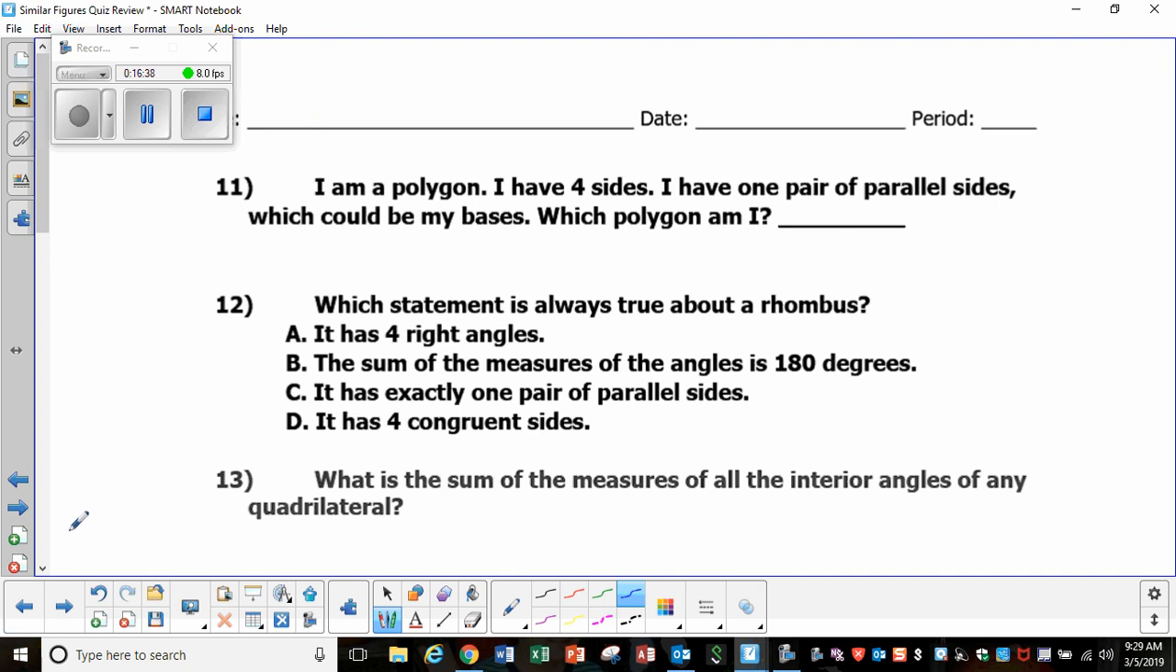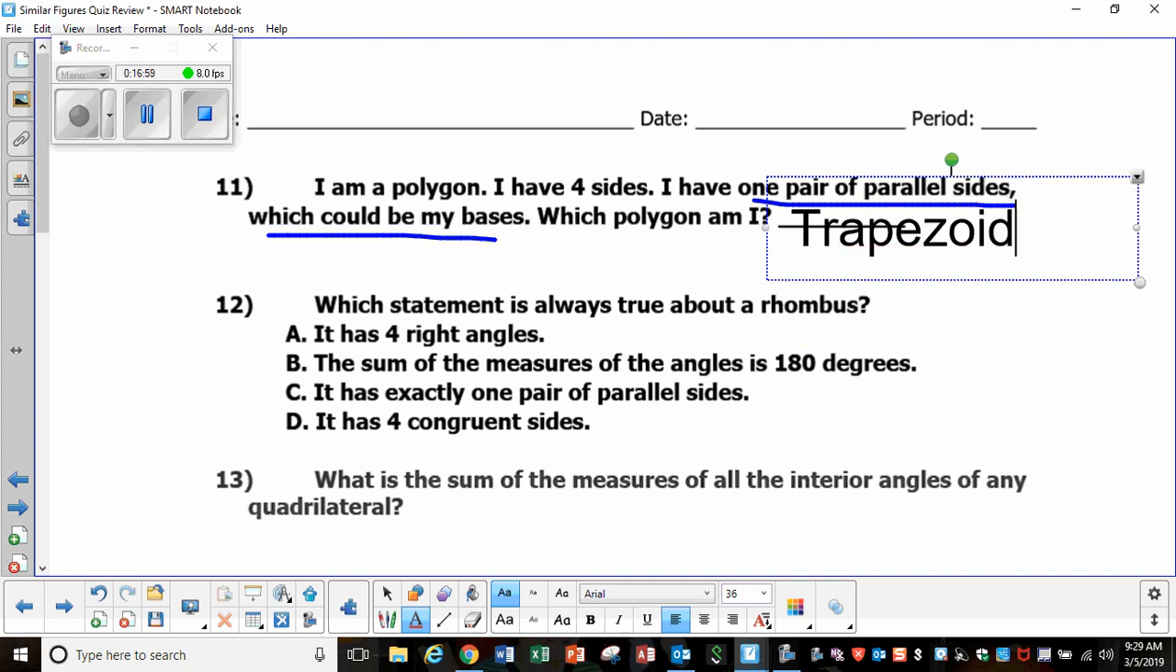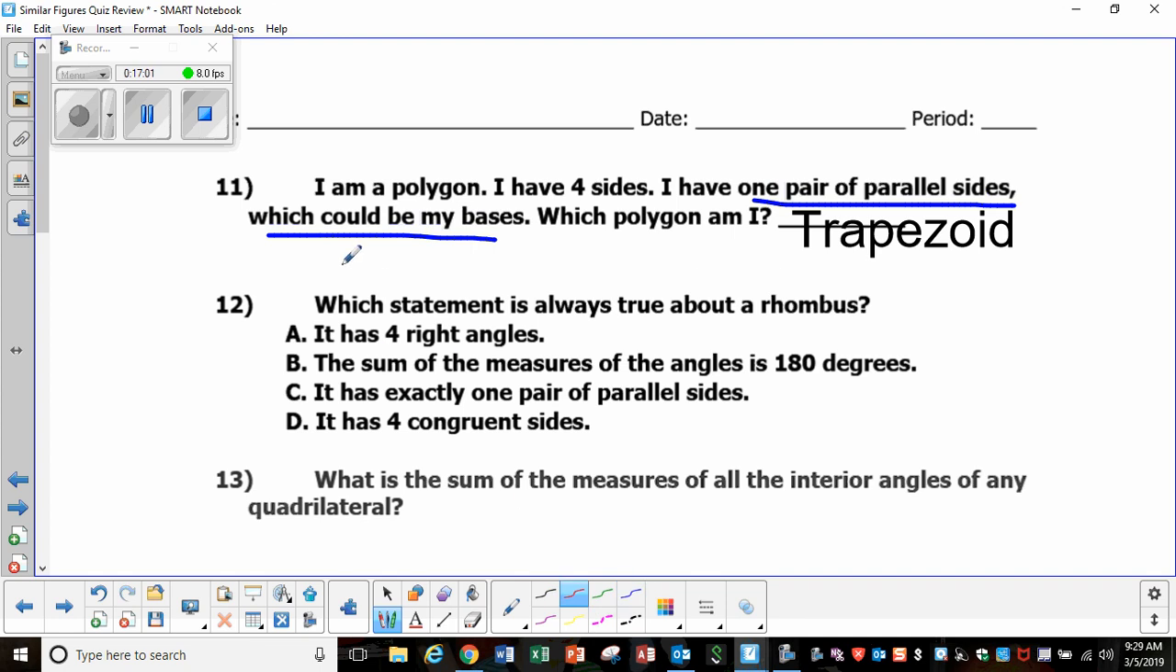So number 11 says, I am a polygon. I have four sides. I have one pair of parallel sides, which could be my bases. Which polygon am I? So number 11 is a trapezoid. And the thing that kind of gives it away is that it says I have one pair of parallel sides, and it could be my bases.